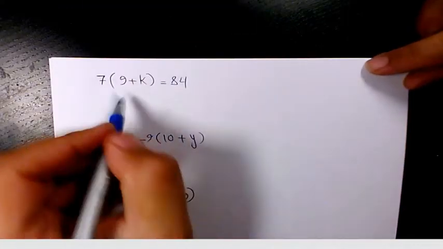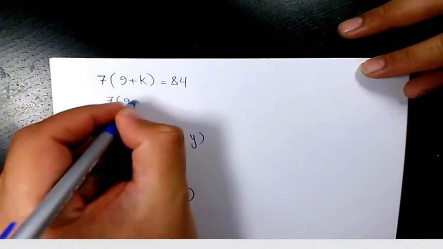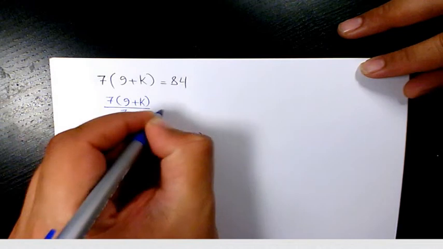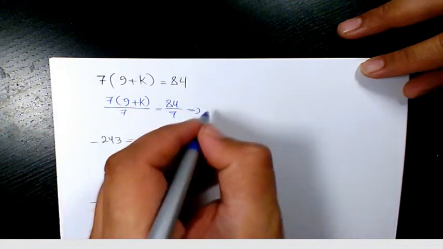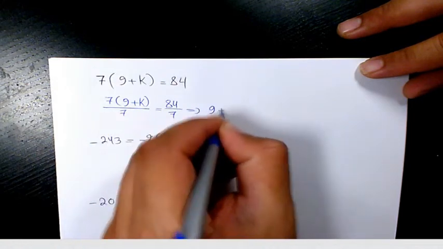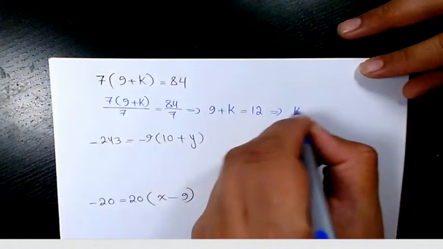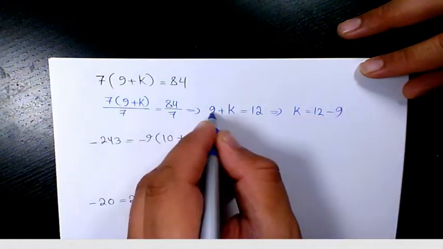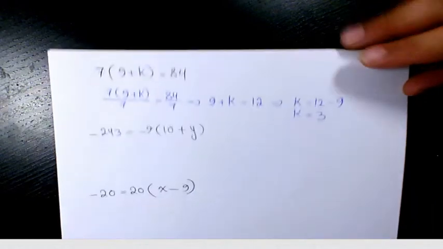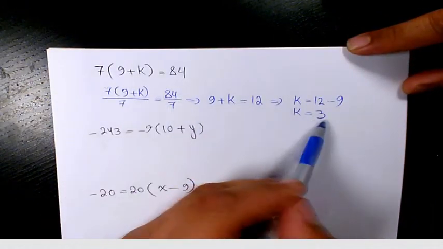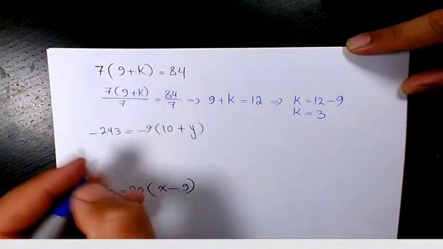Next one. 7 times 9 plus k equals 84. So I need to divide both sides by 7 in order to isolate k. 7 divided by 7 is going to be 1. 9 plus k equals 84 divided by 7, which is going to be 12. So k will be 12 minus 9. When you move 9 to the right hand side, it's going to be negative. So k will be 3. You can also test it here. 7 times 9 plus 3, that's 12. 7 times 12 is going to be 84.